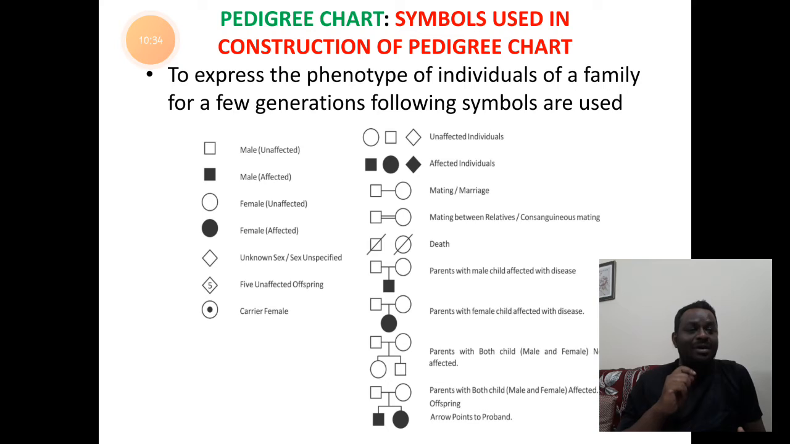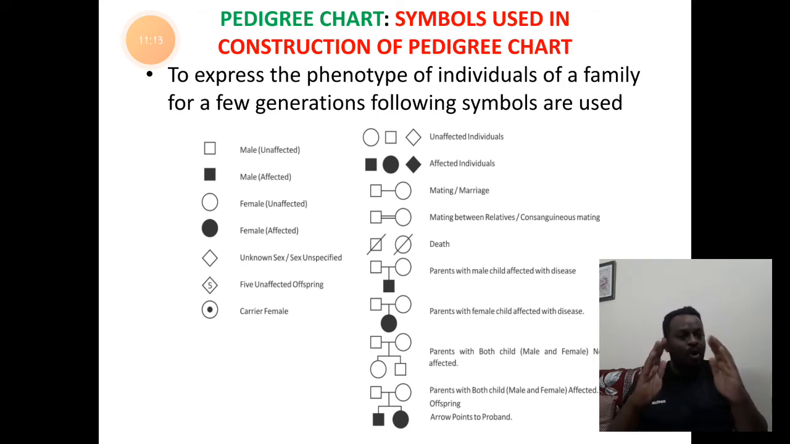So how are the unaffected males represented in a pedigree chart? It is by using a rectangular symbol which is colorless. If the same rectangle is shaded, we call it an affected male. And for females, we represent an unaffected individual with a circle without shading. And if the female is affected, she is represented by a circular shaded symbol.